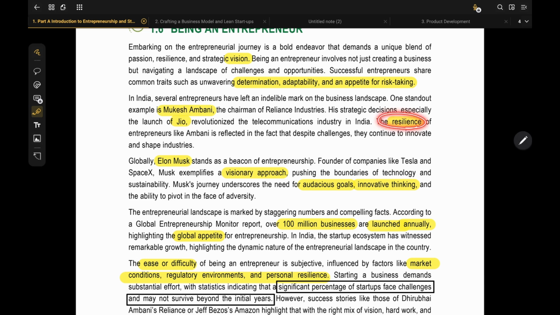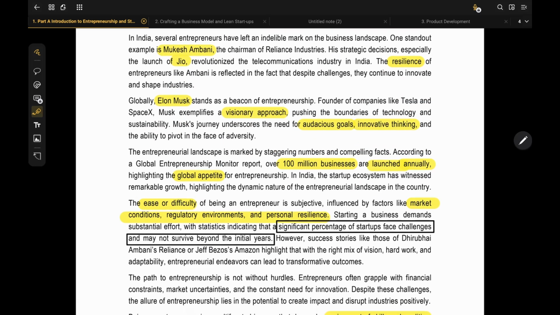And then they have resilience. And Elon Musk is a global visionary. He has very big goals and innovative thinking. According to the Global Entrepreneurship Monitor Report, 100 million businesses are launched annually. They may ask this number in questions, so I am flagging it as important. Remember this number. Over 100 million businesses are launched annually, highlighting the global appetite for entrepreneurship. This means everybody wants to do a business.